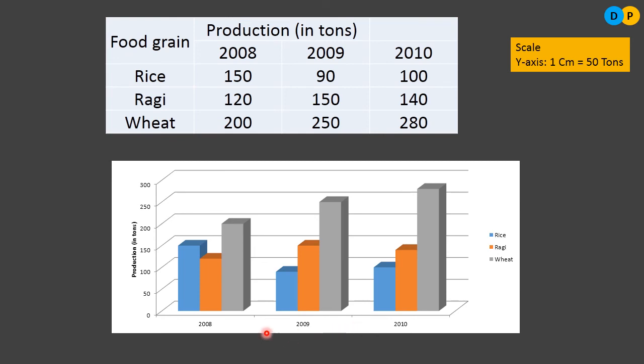In the horizontal axis I have considered the time periods, and in the vertical axis I have considered the production in terms of tons. So everything should be neatly mentioned in your graph sheets. Followed by this, consider one more example.